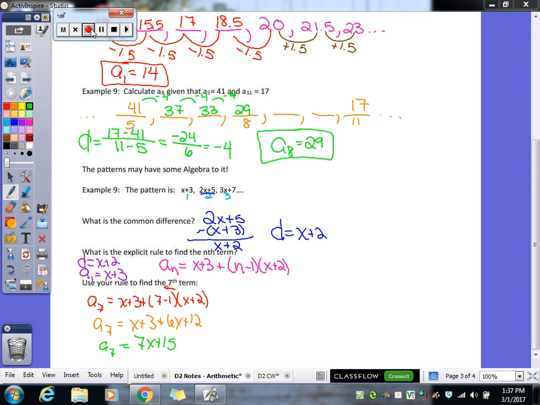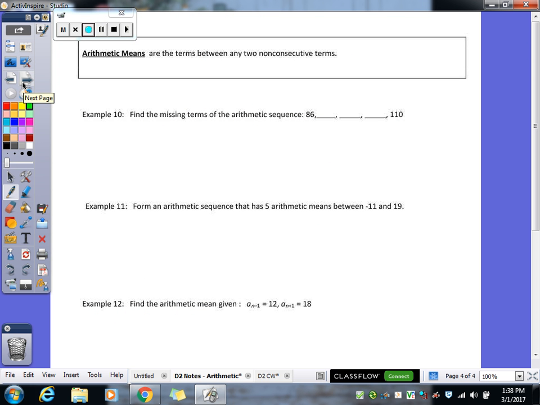All right, one more thing on the back. Our arithmetic means. Arithmetic means are the terms between any two non-consecutive terms. So for example, if we look at number 10, we got 3 spaces here. So we have 3 arithmetic means in this problem. If I had 5 spaces there, I would have 5 arithmetic means that I'm looking for.